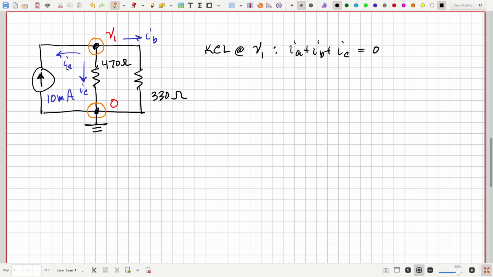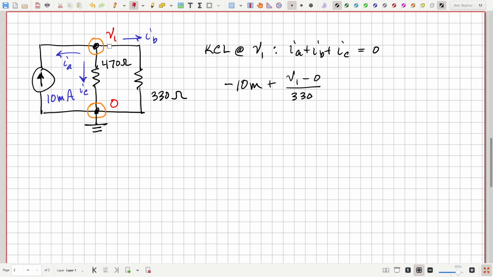Okay, so what's IA? Well, IA flowing to the left here, we can see there's 10 milliamps flowing up. So by Kirchhoff's current law, IA must be minus 10 milliamps because IA plus 10 milliamps is 0. So we would have minus 10 milli. We'll just leave off the units here. And then let's see, what's IB? Well, it's the current through a resistor that has a voltage drop V1 minus 0. So that's plus V1 minus 0 over the resistance, which is 330. Okay, so that's current IB.